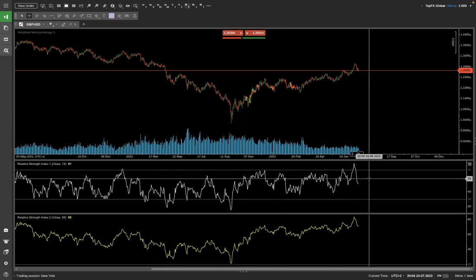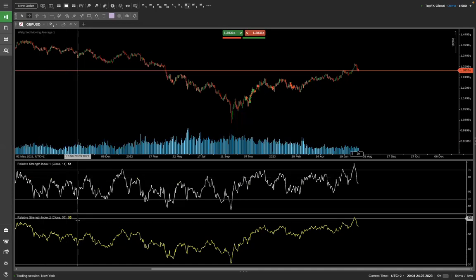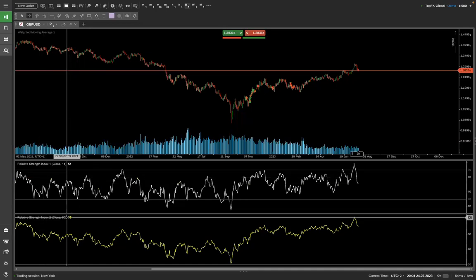Well, as an oscillator, RSI will read a value between 1 and 100 on the scale, like this scale here, and will tell us how strong or weak price has been over the observed number of periods. In our situation, for example, 14 or 55.